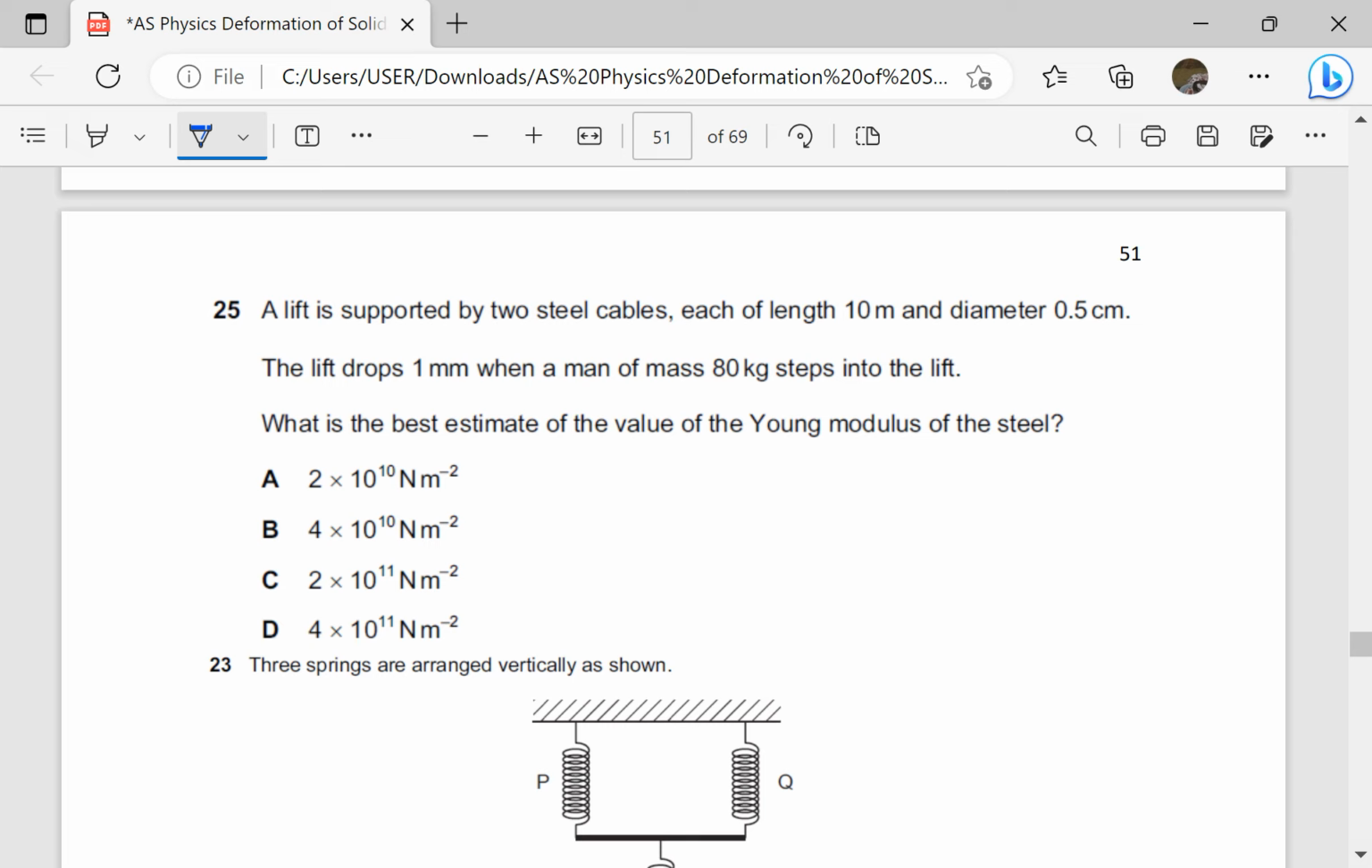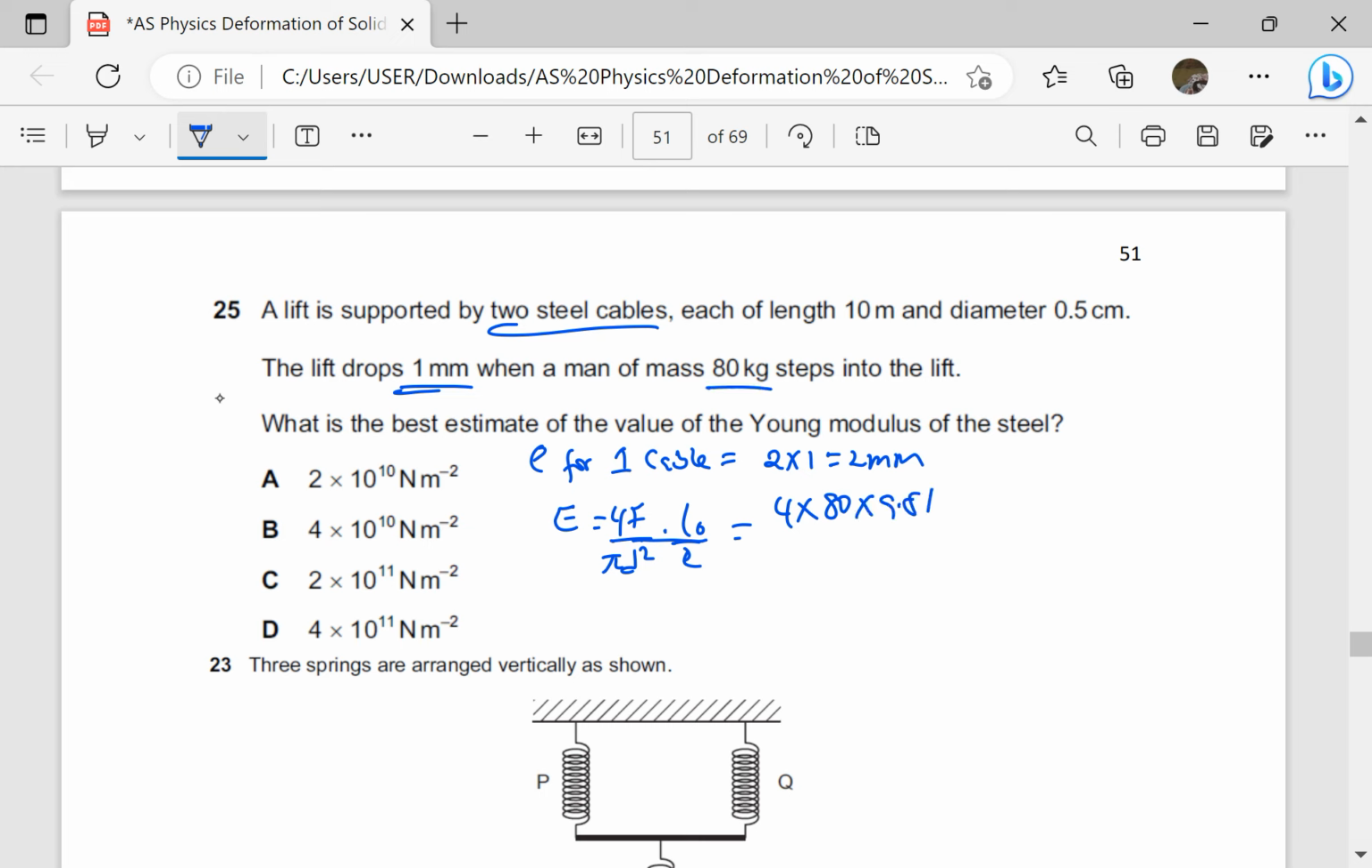So a lift is made of two cables. So I'll just find E for one cable. Extension for one cable is going to be, because when there are two, it drops by one, so for one cable, it is going to be 2 times 1, which is going to be 2 millimeters if it was one cable. So the Young modulus is going to be the load or force over 4 over pi d squared times original length over extension.